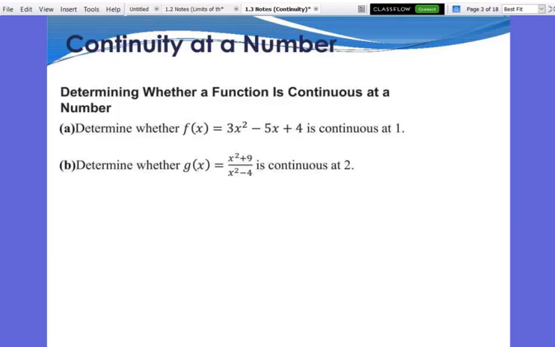Determine whether a function is continuous at a number. Alright, let's see what we got here.